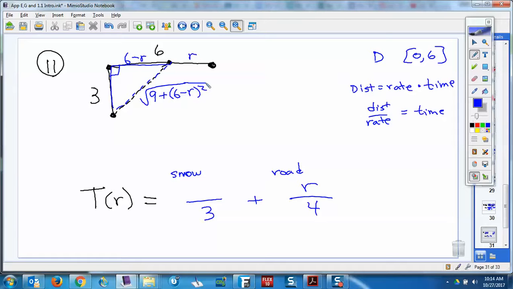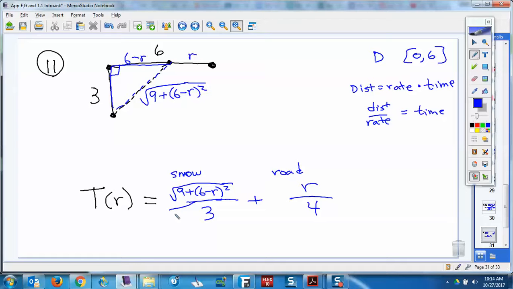Now if R is 6, if he's going to walk on the whole road, then 6 minus 6 is 0. That'd be gone. Square root of 9 is 3, so his snow distance would be 3. And if R is 0, if he doesn't walk on the road at all, it'd just be a regular Pythagorean theorem. Wouldn't that be the distance? So that just goes right here. We don't need to simplify that or anything. There it is.